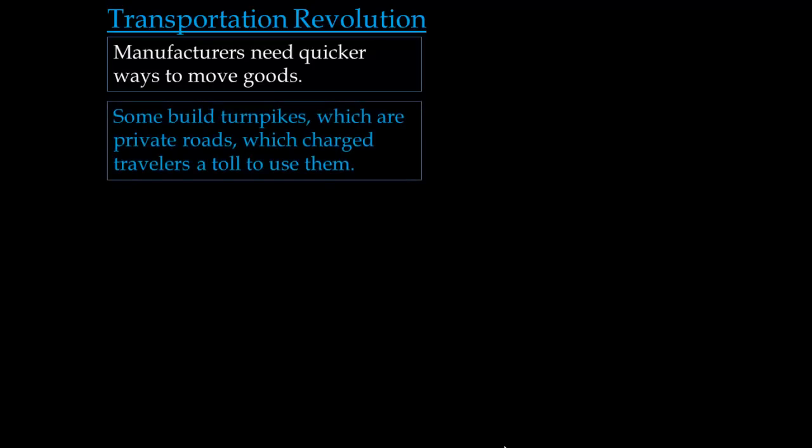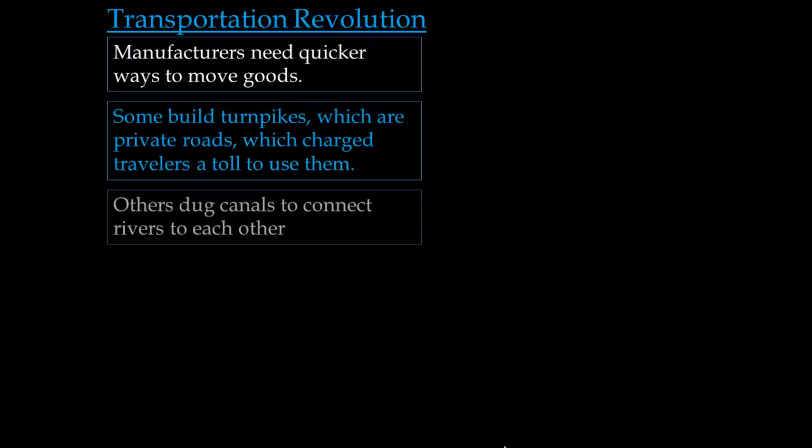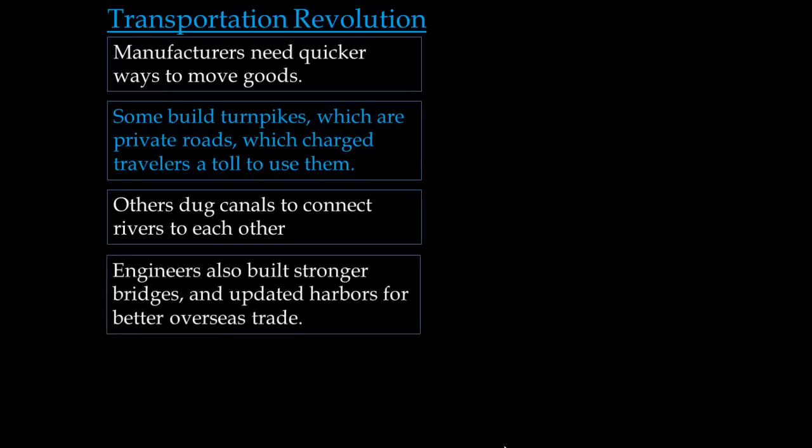And then finally, we talked a little bit about this last time, but I'm going to mention it again, the transportation revolution. Because of all these new goods that manufacturers are producing, they need a quicker way to get those goods out so they can sell them. Some build turnpikes, which are private roads, so they can ship their goods right on them, and anybody else who is going to use them is going to be charged a toll or a fee. Others, like I mentioned earlier, dug canals to connect rivers to each other. And engineers are going to begin dabbling in building stronger bridges over these rivers and also updating Britain's harbors to create better overseas trade.